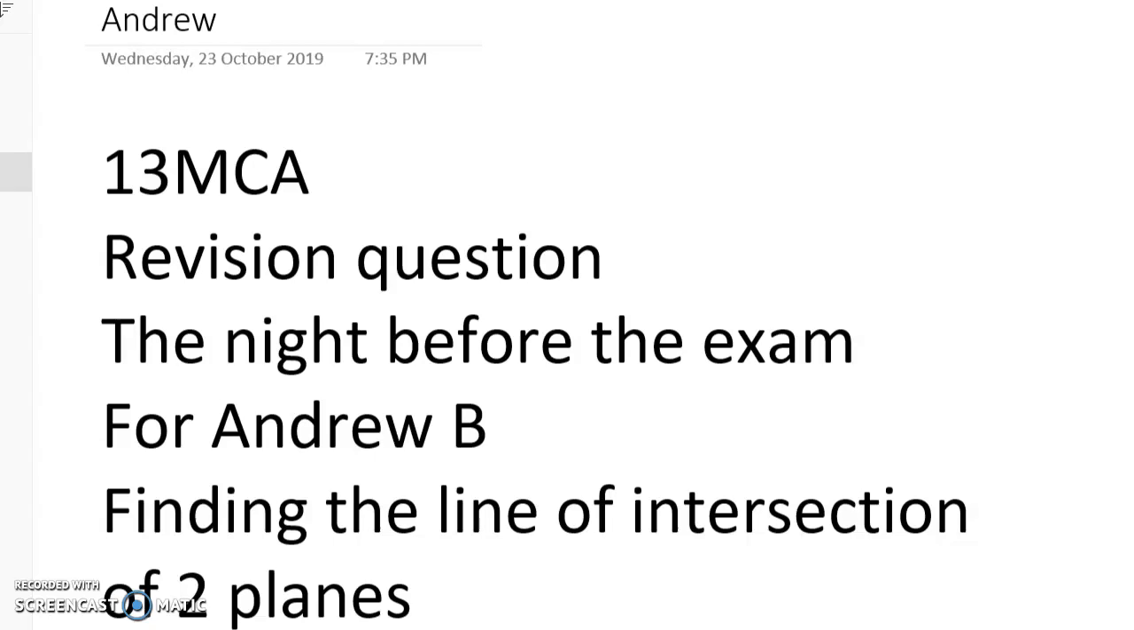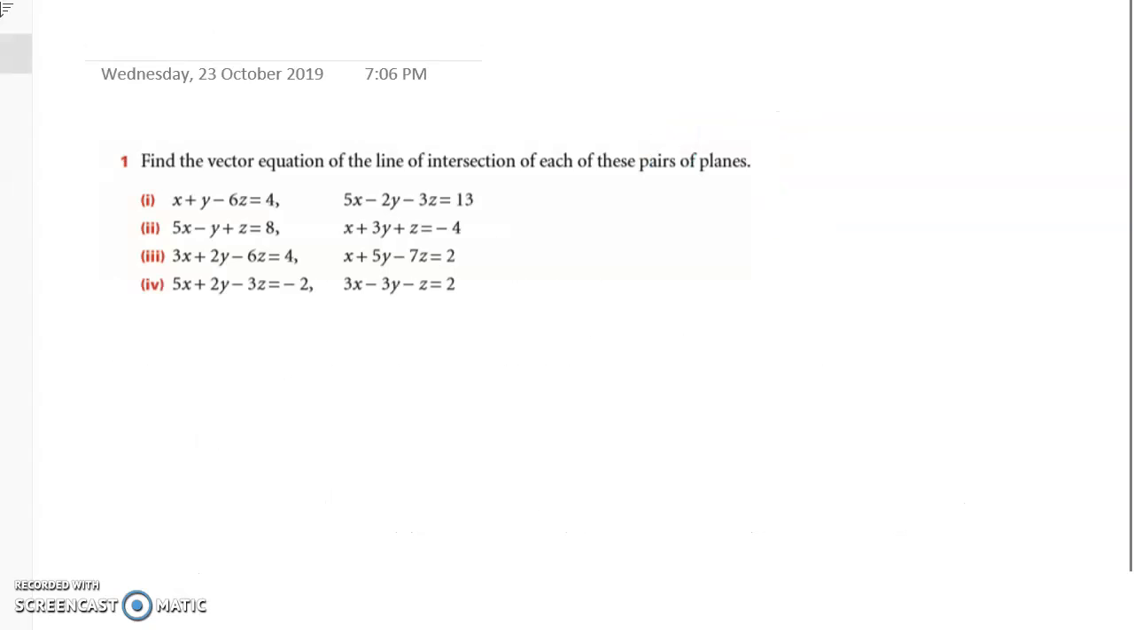Kia ora koutou. Here's a question from Andrew Booth looking at how to find the intersection line in two planes. Andrew had a specific question that I'm going to do, and this is all really well done in exercise 10F. Now I've got to say it's one of the most boring exercises on vectors that you can find, but it's good practice. So let's look at what the skill involves.